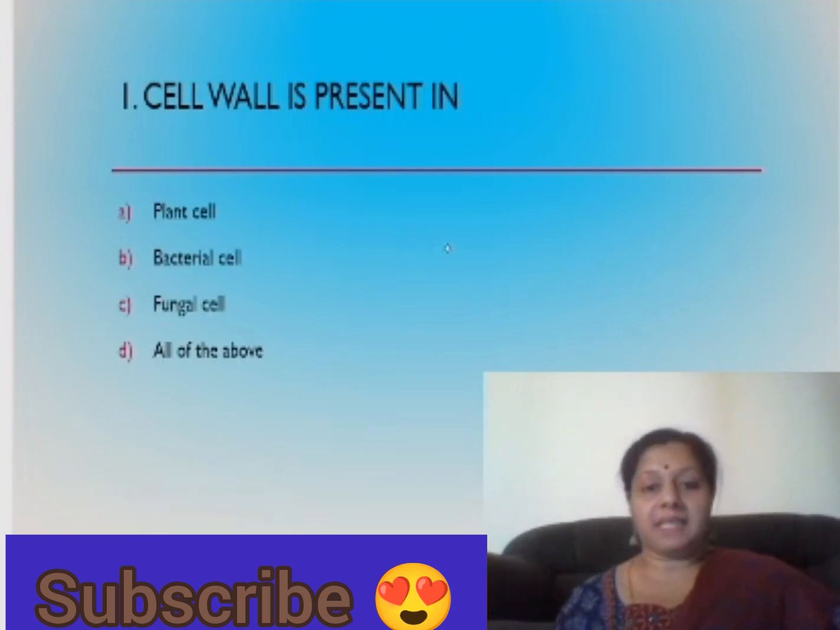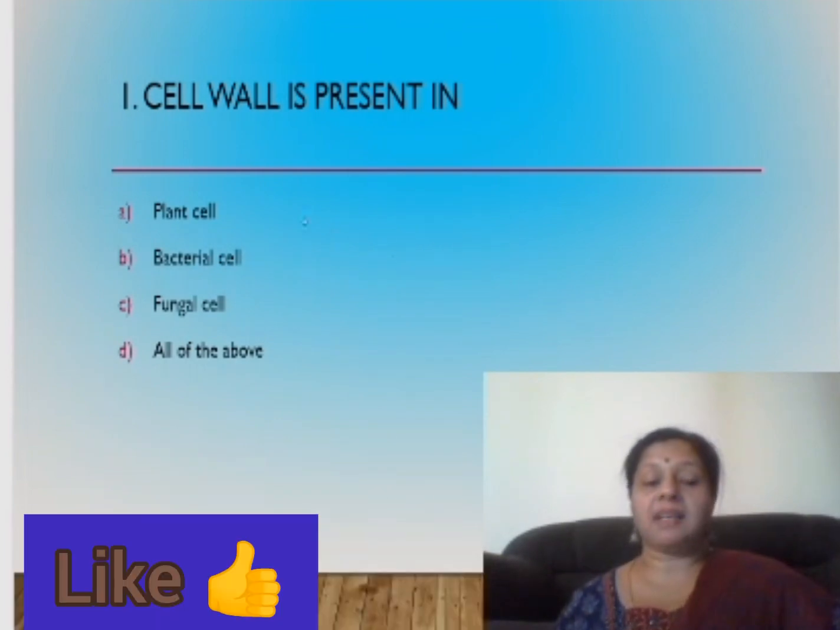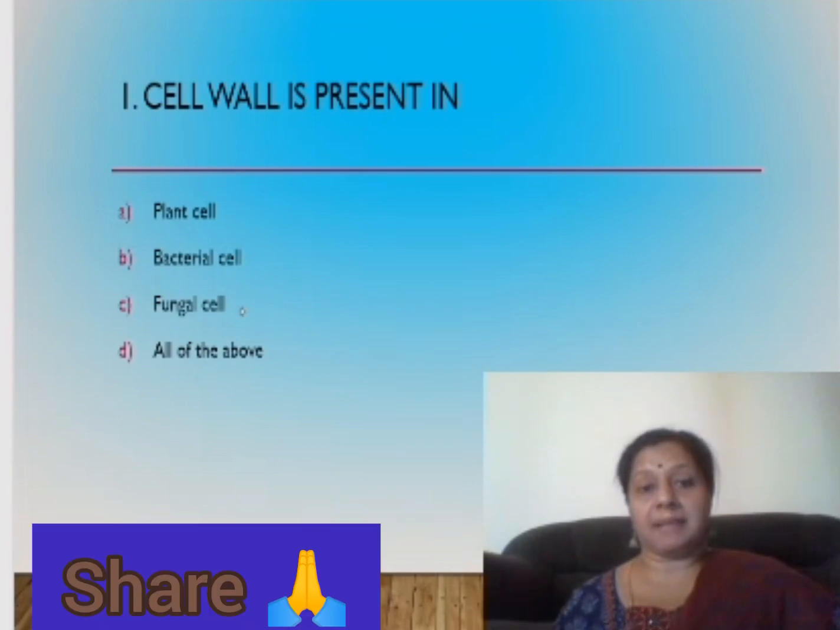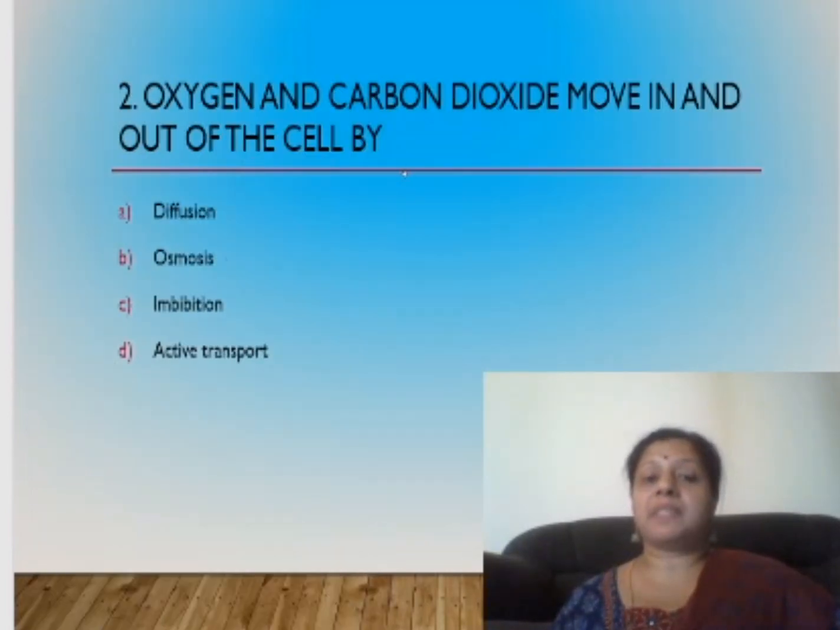Cell wall is present in. We know cell wall is a characteristic feature of plant cell. Here the first option itself is plant cell, but wait, don't jump into the answer. Let us see the other options. Bacterial cell and fungal cell. Bacterial cell and fungal cell also possess a cell wall. So what is the answer here? All of the above.